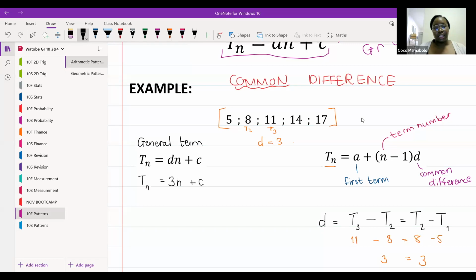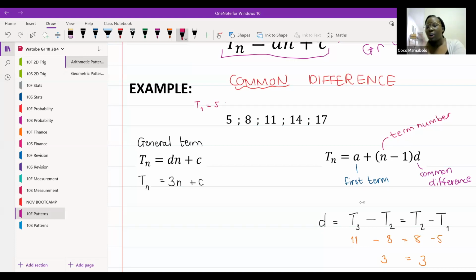All right. Okay, so how do we find the c value? How do we find the c value over here? What we're going to do, guys, is we're going to use T1. I need to ask again, what is T1? In this particular formula that I've given you, what is my first term? What is T1 equal to? T1 is equal to 5.